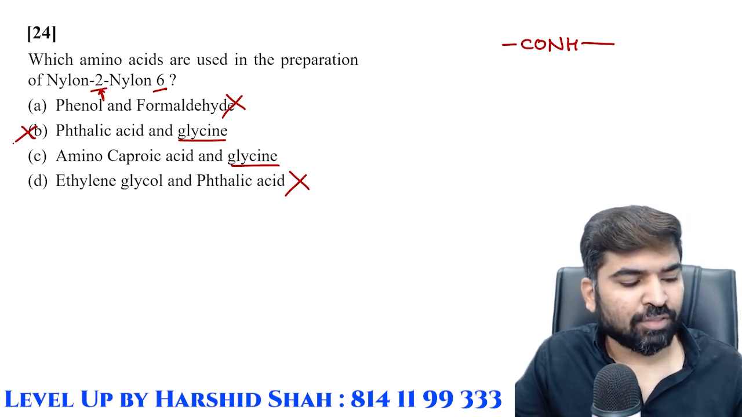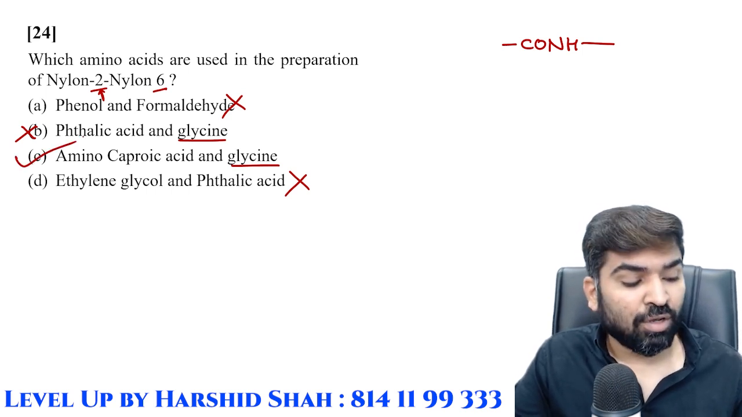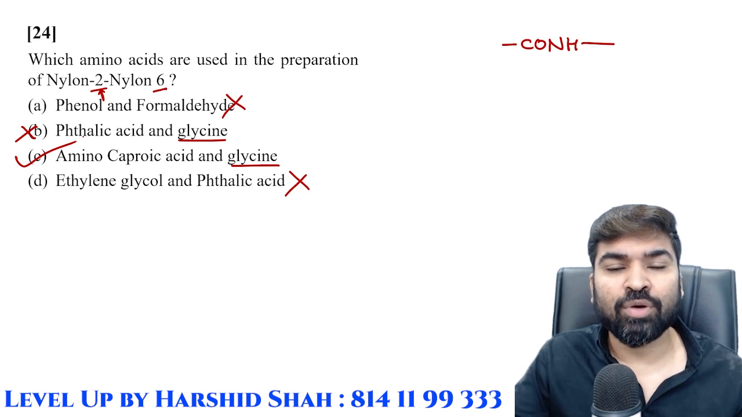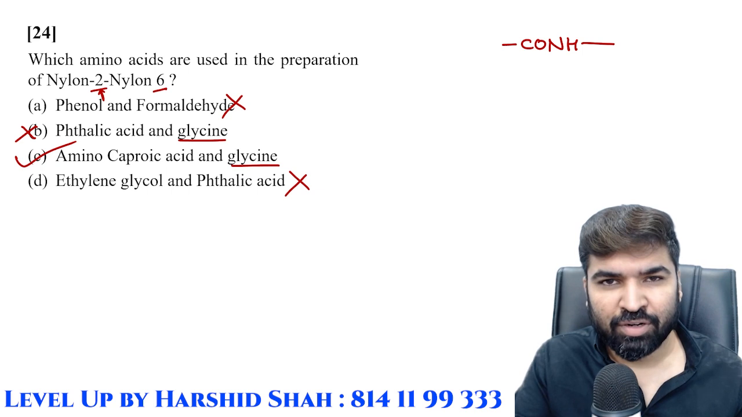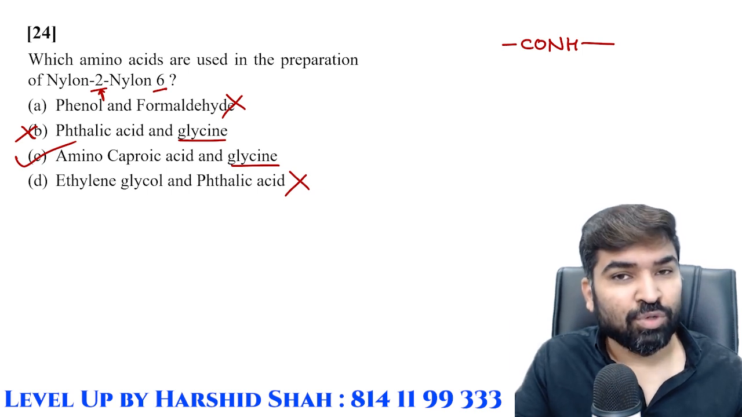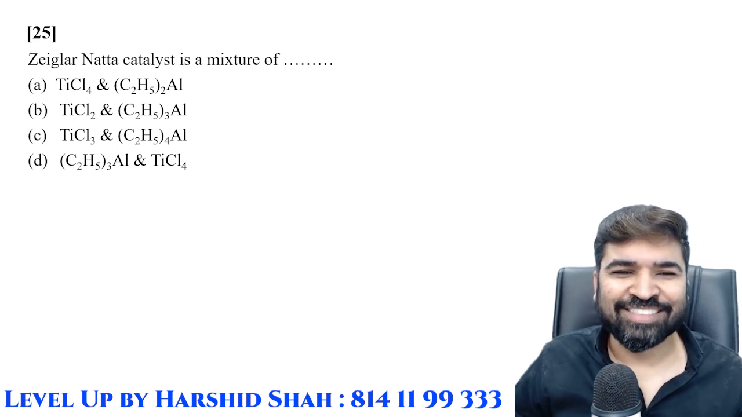Phthalic acid on the other side is an 8 carbon component not having NH2. It's gone. Amino caproic acid will be your answer. It's a 6-aminohexanoic acid. Plus glycine gives you a 2 carbon and 6 carbon entity, which is nylon 2, nylon 6.